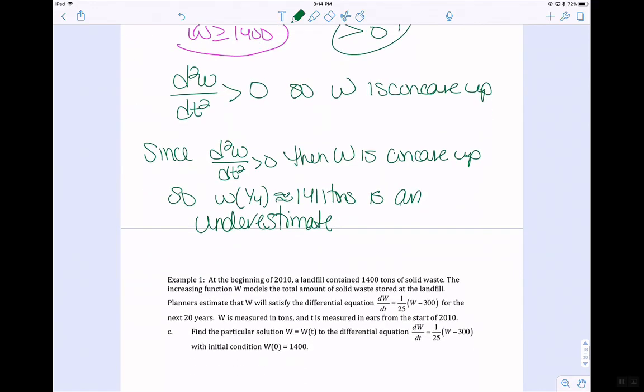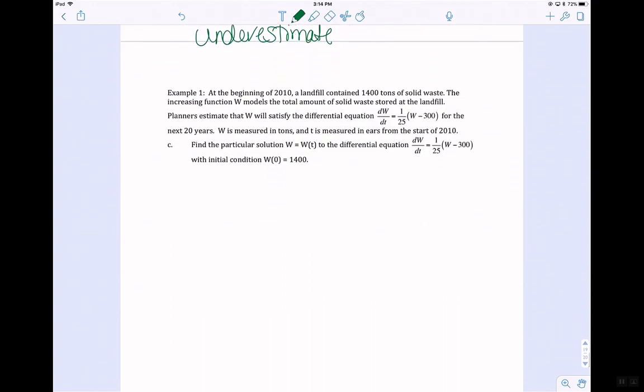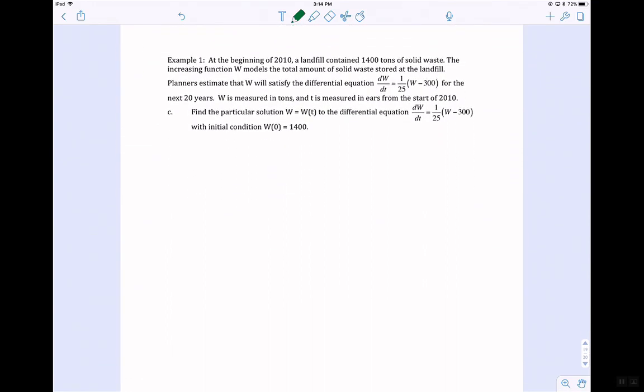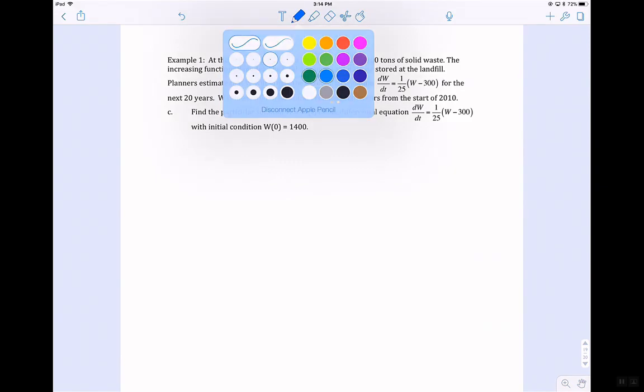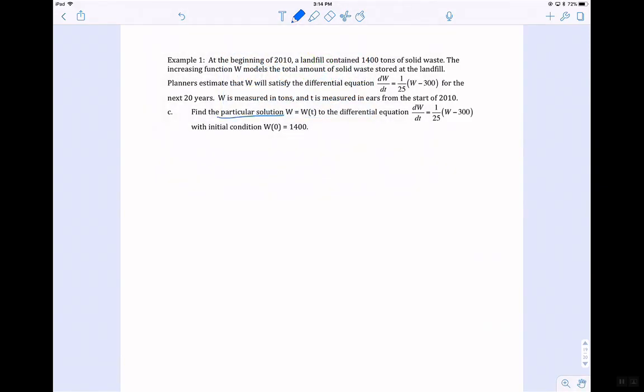And so I am looking at this part C here, and it's going to ask me to find the particular solution, W equals W(t), to the differential equation that was given that W of 0 is equal to 1400. Finding the particular solution means to find the original equation. This is where it gets tricky because you have to separate the variables.